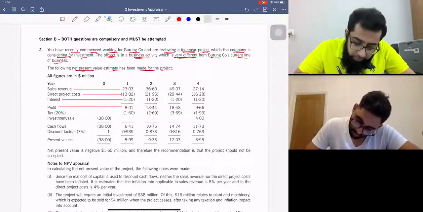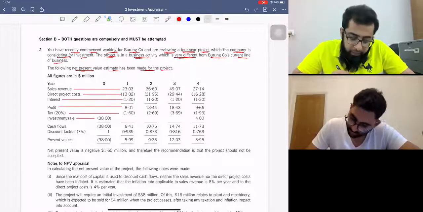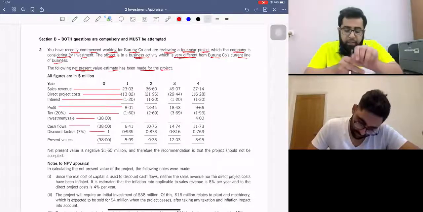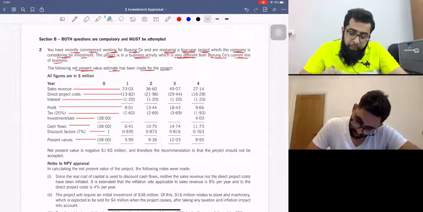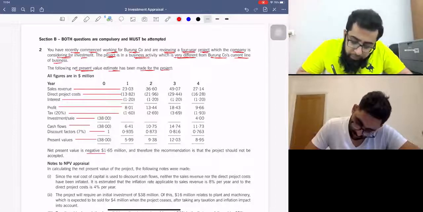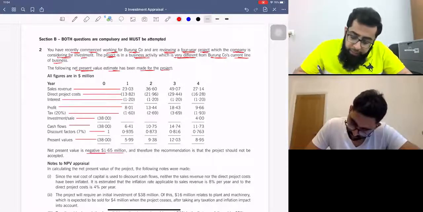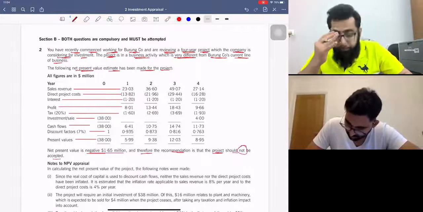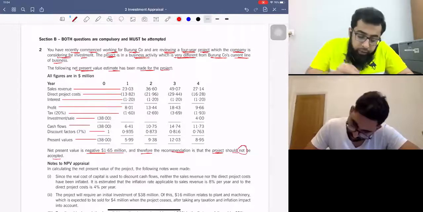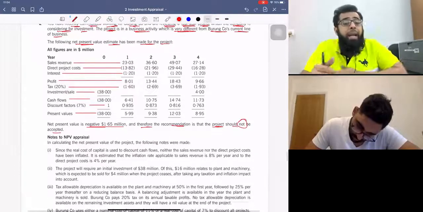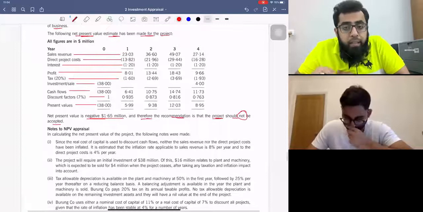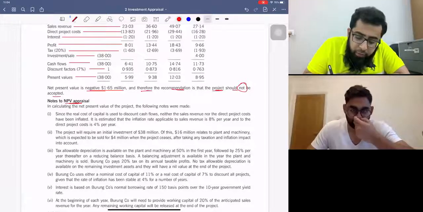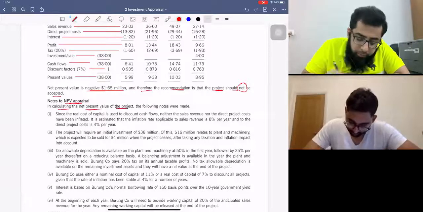Then there is profit, tax, investment and sale. Cash flows, he has used a discount factor of 7%, and then there is a present value. Net present value is negative 1.65 million, and therefore the recommendation is that the project should not be accepted. Notes to the net present value appraisal. Now there are some errors which he has explained in the notes. Let's look at them. In calculating the net present value of the project, the following notes were made.